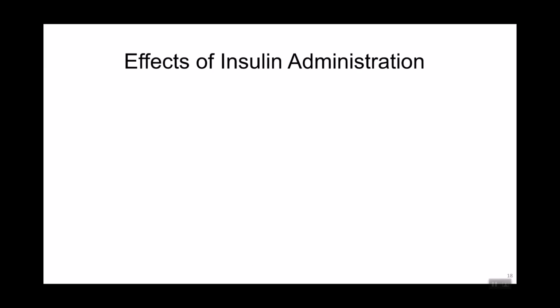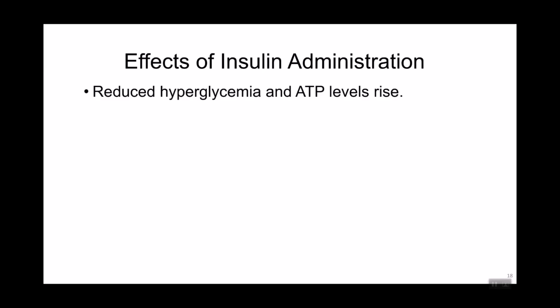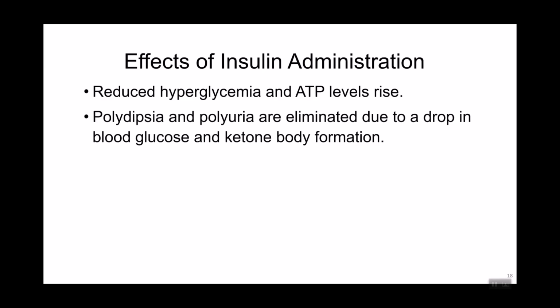Type 1 diabetes is a manageable condition. Even before the discovery and purification of insulin, low-calorie diets were one of the ways to survive, albeit not the best lifestyle. So once insulin is taken, this will allow for glucose to be taken up into the cells for ATP production, and polydipsia and polyuria will be eliminated due to a drop in the blood glucose and ketogenesis.